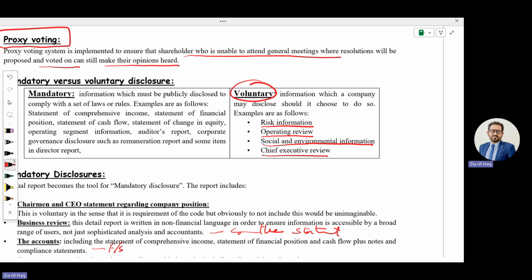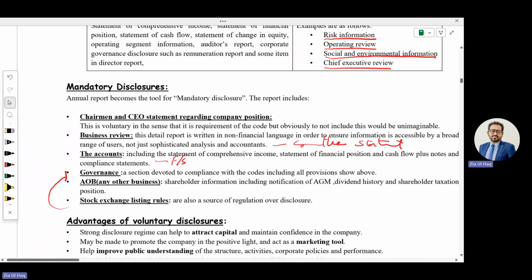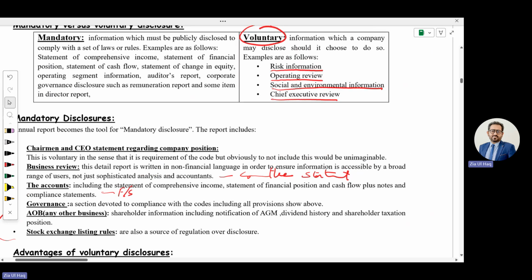So what are the mandatory disclosures? Chairman and CEO statement, business review, I mean the committees' statements, the accounts, I mean financial statements, governance, I mean the corporate governance statement, and any other business. What could be the voluntary disclosures? Risk information, operation review statement, CSR reporting, chief executive review reporting.